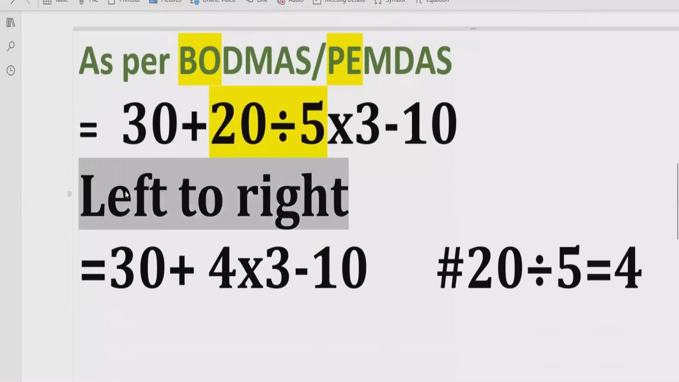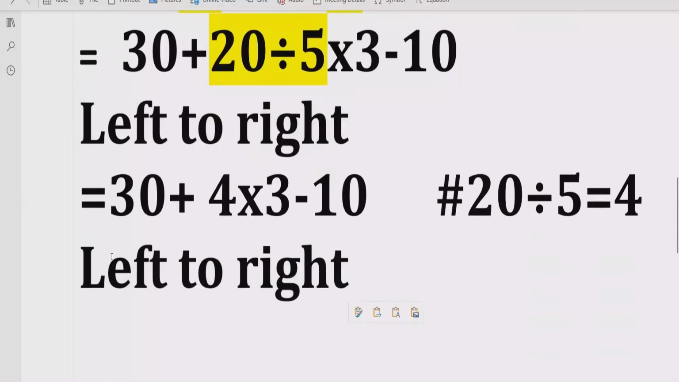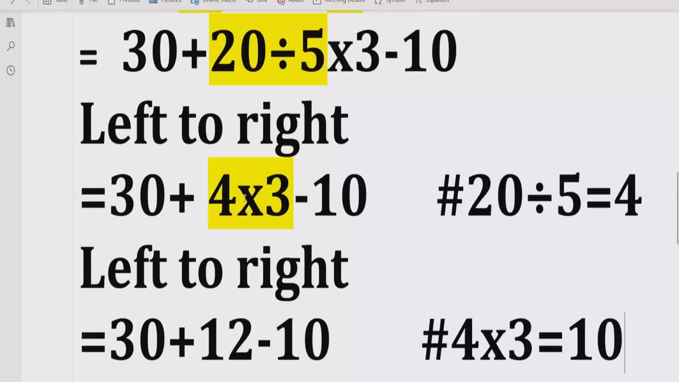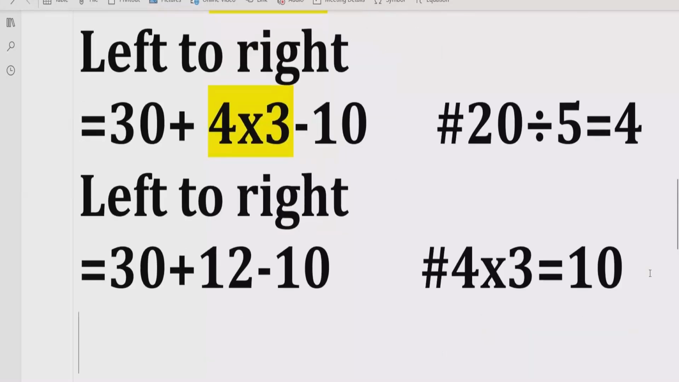Now we have to go left to right in our expression and find out division and multiplication again. So here we have this multiplication. 4 multiplied by 3, which is equals to 12. 30 plus 12, minus 10. And here we will give the reference: 4 multiplied by 3 equals to, sorry, 12.